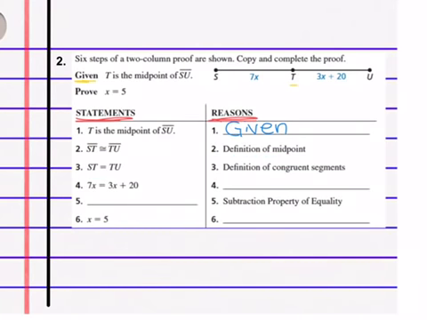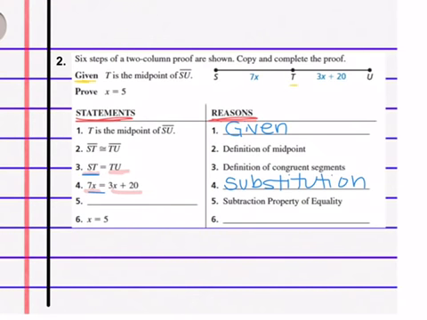Okay, so let's look at line 3. We did it in line 3. Let's look at line 4. 7x equals 3x plus 20. So how did we go from ST to 7x and TU to 3x plus 20? What did we do? It looks to me like we substituted in 7x for ST, and we substituted 3x plus 20 for TU. So for my reason for line 4, I'm going to put substitution.